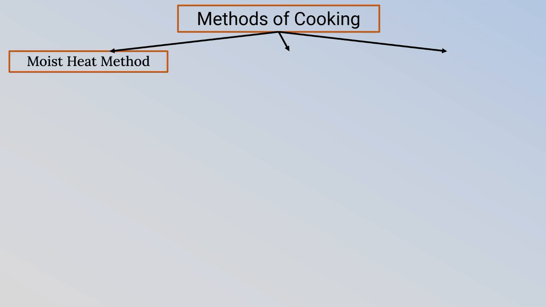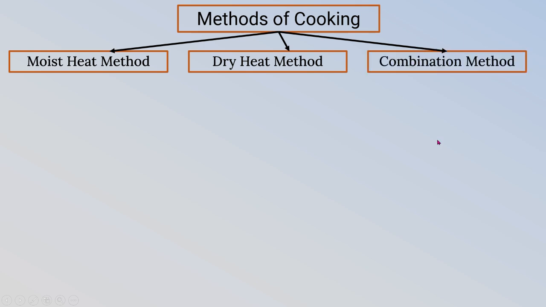Now we have already mentioned that heat is moving. Heat can be generated in different ways. Depending upon the medium, we get to see three different kinds through which heat is transferred. One is the moist heat method, another one is the dry heat method, and the third one is the combination method.